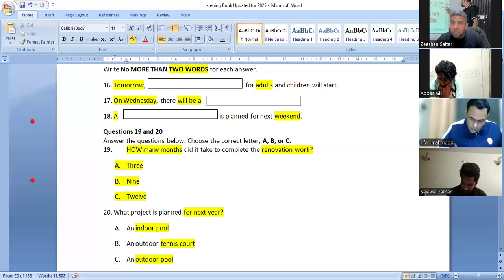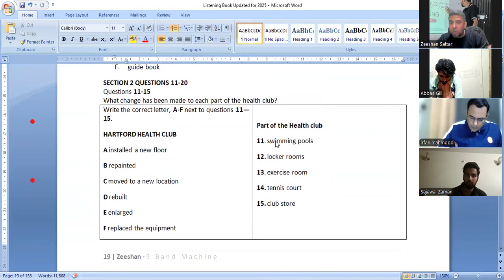Question number 16, I have already done with it. So tomorrow, swimming lessons are going to start. Okay. On Wednesday, there will be a tennis competition. And I told you people that if any difficult word comes, then on the same page, above or below it, its spelling will be there. If you go back, see here is swimming, here is tennis.